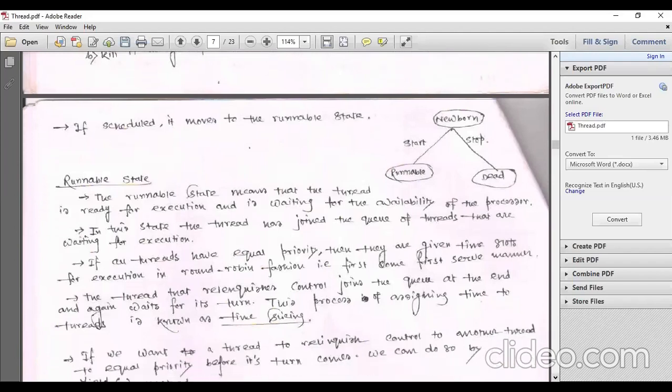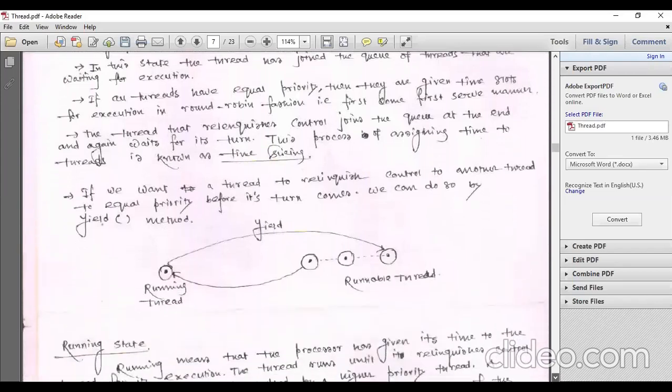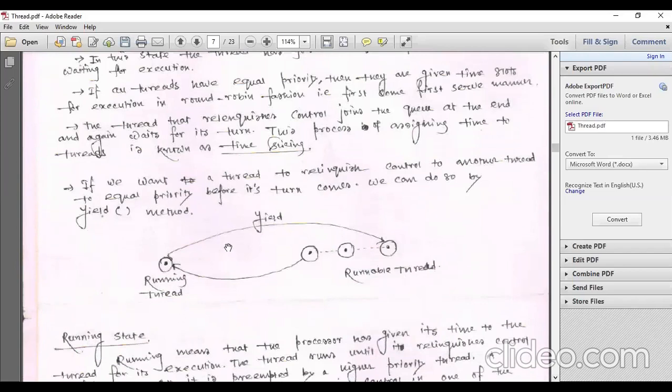Fine. If we want a thread to relinquish control to another thread of equal priority before its turn comes, we can do so by this yield method that I just mentioned in today's lecture. Look, this is the pictorial representation. A running thread, and these are the runnable threads in the queue: thread 1, thread 2, thread 3. They are waiting for the processor, and this is the processor. After completion of its time slice, it will move from the processor back to the queue, to get the processor again for the execution of the remaining part of this thread.